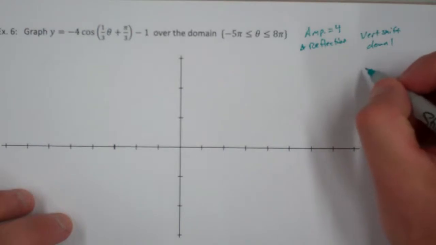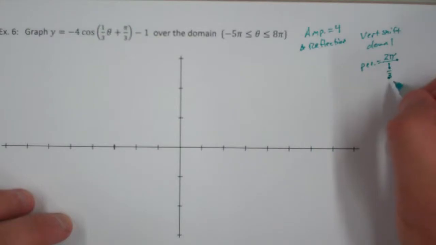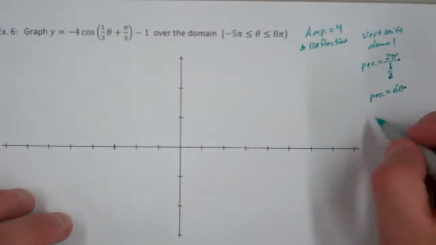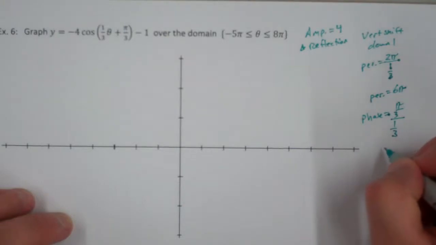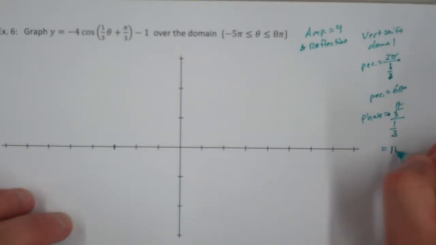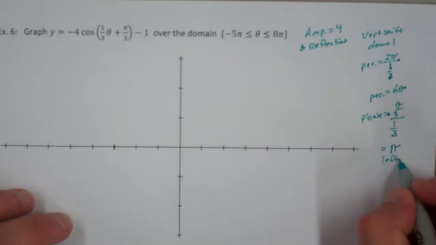We need to figure out the period. So the period is equal to 2 pi over k, which in this case is 1/3. So we'll multiply the top by the reciprocal, which is 3 over 1. So the period would be 6 pi. The phase shift is going to be c over k, which is just pi in this case. We could multiply by the reciprocal. 3 over 3 is 1, so we just have pi. And it's going to be pi to the left.